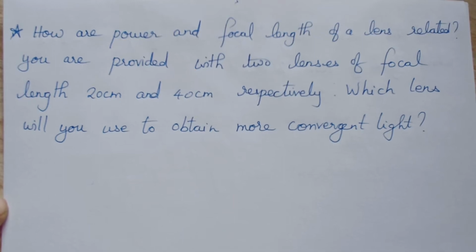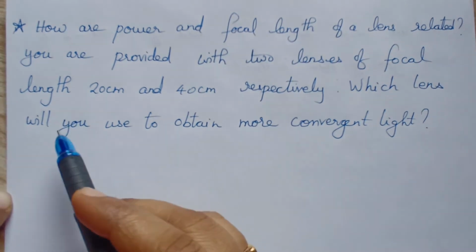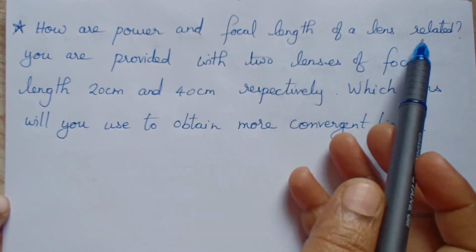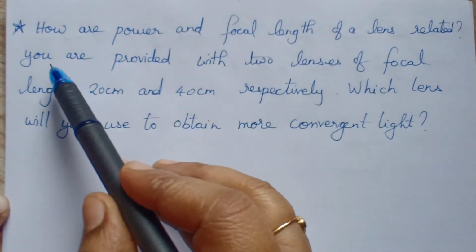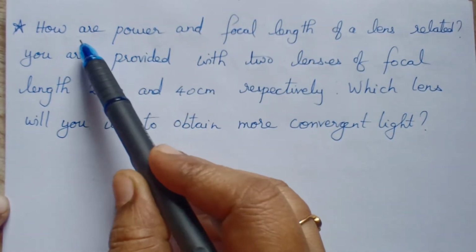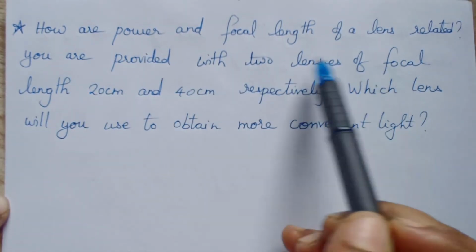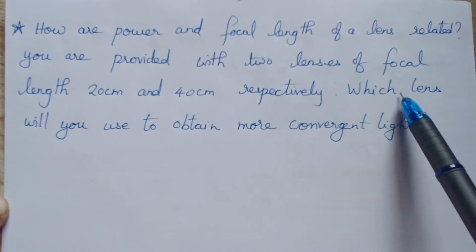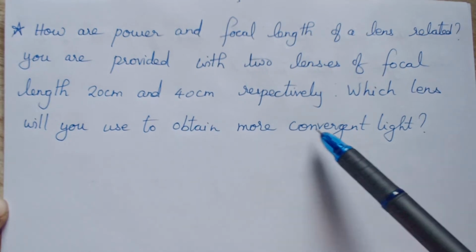Hi dear, today we'll see some of the numericals from the power of the lens. Okay, so first, how are power and focal length of the lens related? You are provided with two lenses of focal length 20 centimeter and 40 centimeter respectively. Which lens will you use to obtain more convergent light?